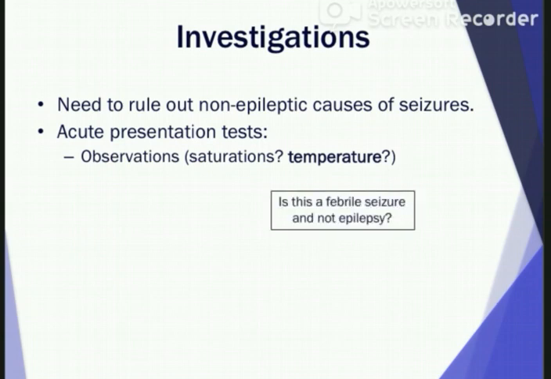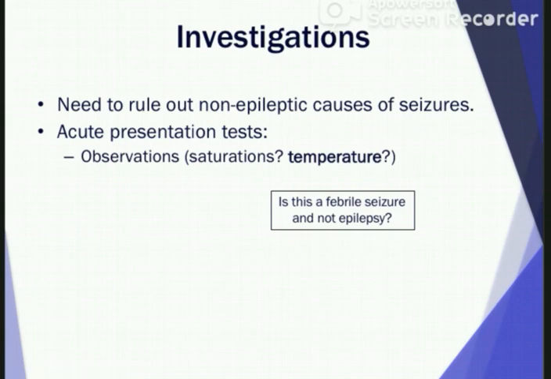This is because there is always the consideration of a febrile seizure and not epilepsy, especially in children under the age of 7. Febrile seizures happen in young children as a reaction of the body to the very high temperature when they are unwell, and this is an important differential.